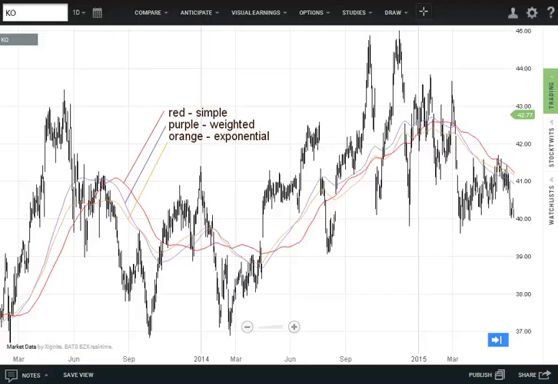In order to reduce the lag of the simple moving average, we can assign more weight to recent data and less to older data.